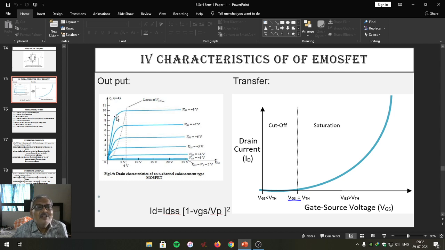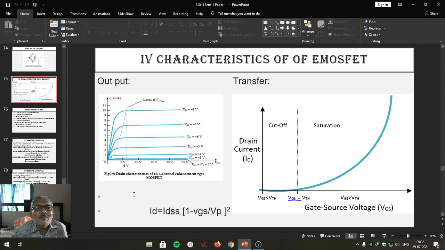And this is because as VGS increases, the channel is enhanced, and that allows liberated electrons to reach more to the drain, and hence the drain current goes on increasing. So this is what we can call the enhancement aspect of the E MOSFET. Friends, this is the IV characteristic, especially output IV characteristics of E MOSFET.